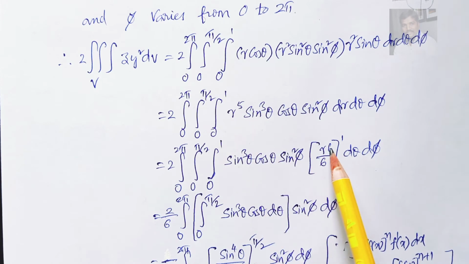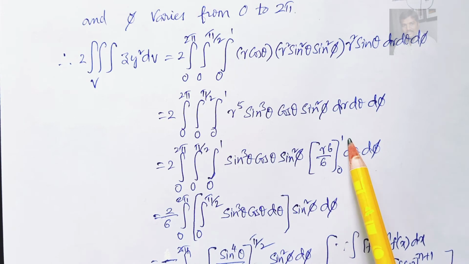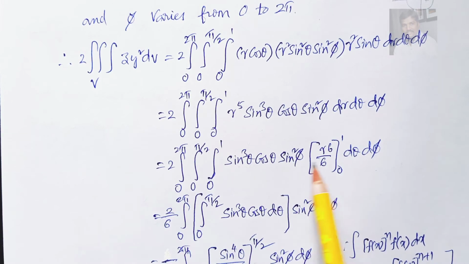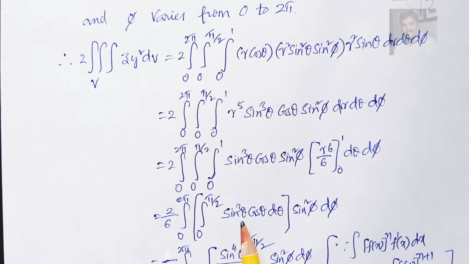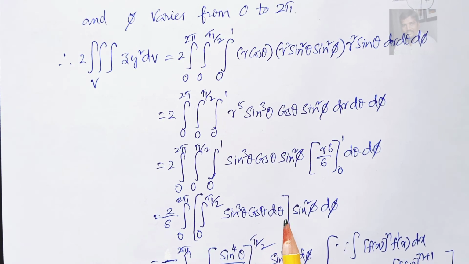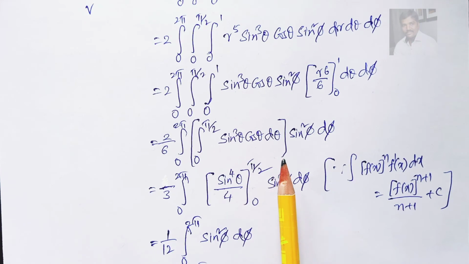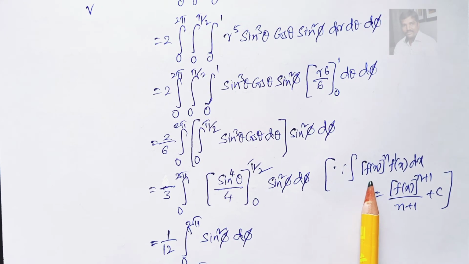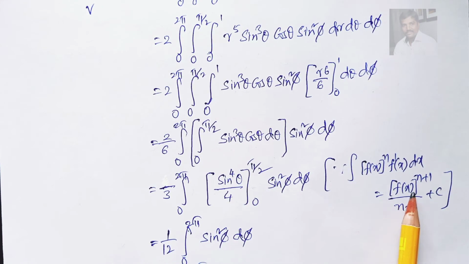So the integration of r power 5 is r power 6 by 6, limit 0 to 1, it's 1 by 6. I am taking that 1 by 6 out, so 2 by 6, integral 0 to 2 pi, 0 to pi by 2 sin cube theta cos theta d theta into sin square phi d phi. Next I am integrating with respect to theta here. This is exactly in the form of f of x whole power n into f dash x dx. That means there is a formula we have like this: integral of f of x whole power n into f dash x dx is f of x whole power n plus 1 by n plus 1 plus c.